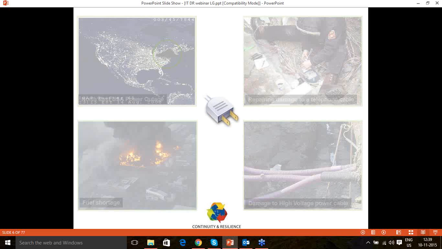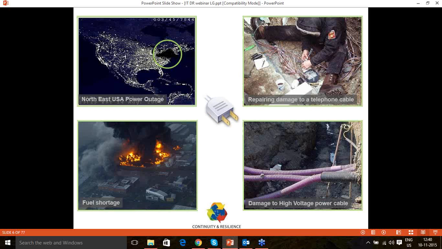Fuel shortage, power outage, damage to my cables during repairs by some utility companies, damage to the high voltage power cables. We had seen a famous case of an internet cable cut in 2000. I can't recall the year. That was a major disaster. So these things happen. We need to be prepared for all of these. Fire, it's a reality of life. It keeps happening anywhere and everywhere.